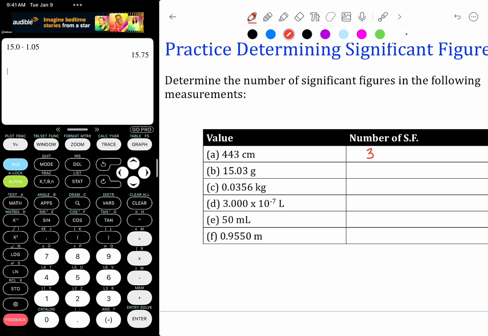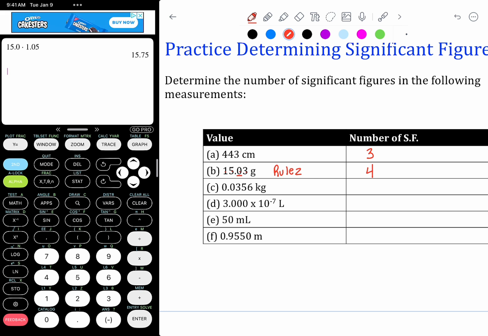Our next number is 15.03. That 0, this 0 right here, is in between non-zero digits. So this falls under rule 2, meaning that 0 is significant. So we have 1, 2, 3, 4 significant figures.